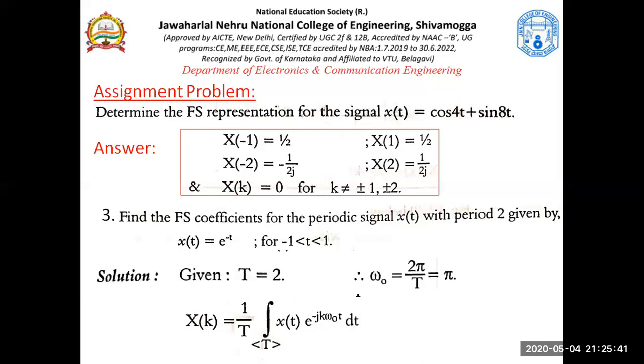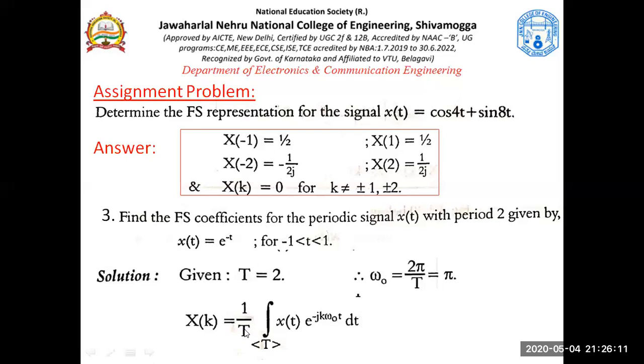Understand? But here this cannot be expressed in terms of complex exponentials. That's why we start with this analysis equation x of k. And what is this T doing here? This T says that we are evaluating this over one period. So this is the fundamental period. The fundamental period could be 0 to 2, or it could be 1 to 3, anything. So you should understand it is a fundamental period T, and this is also T.